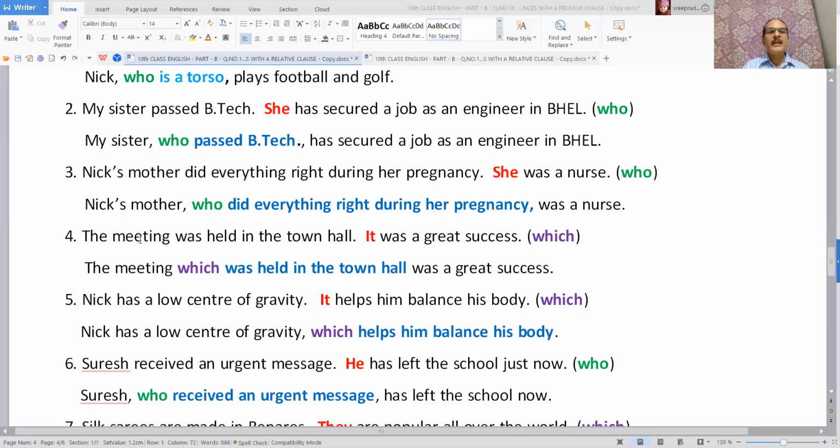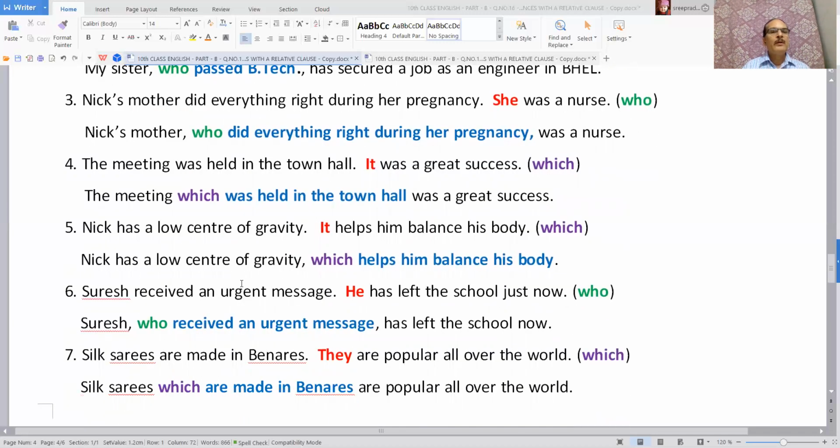Which meeting was a great success? So the subject is indefinite. To make it definite, we have to use a defining relative clause. So the meeting which was held, in place of it, we use which here. So the meeting which was held in the town hall was a great success.